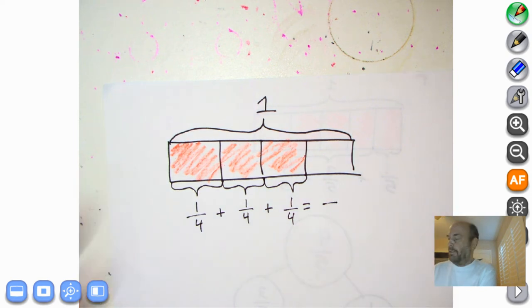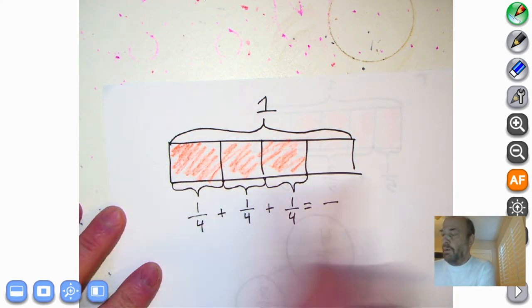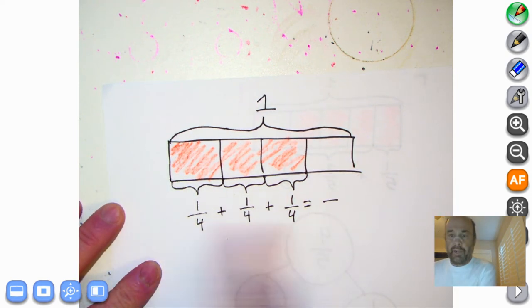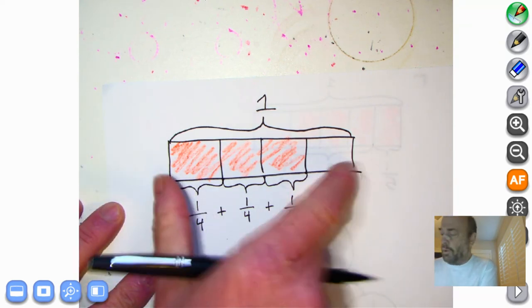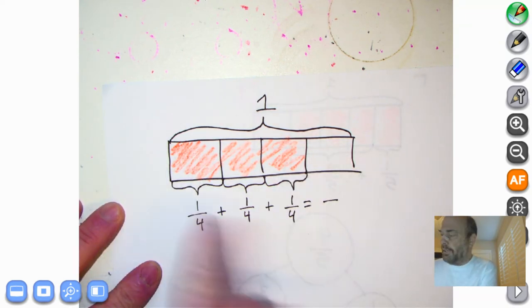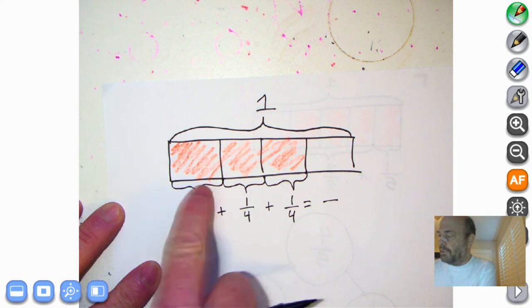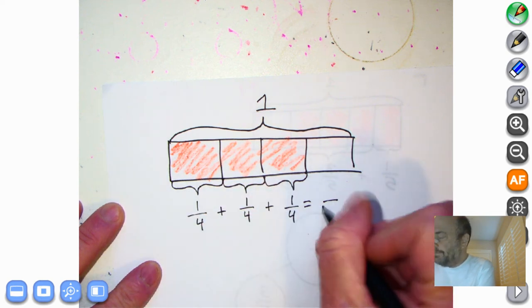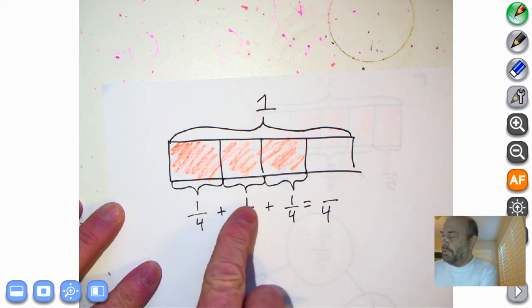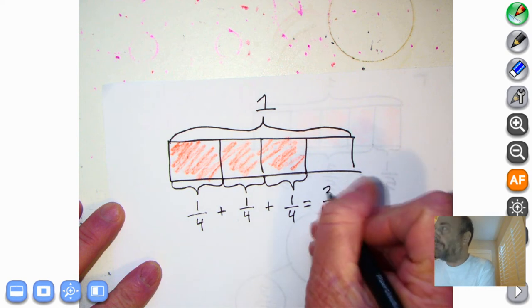Remember, the 4 will not change. We'll talk about math terms later on. But we've taken this 1 whole broken into 4 parts. The 4 is not going to change. We're just adding 1/4 plus 1/4 plus 1/4. So what do we have? 1 plus 1 is 2. 2 plus 1 is 3. We get 3/4.